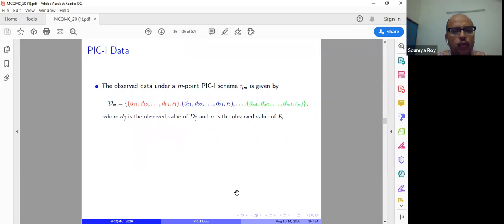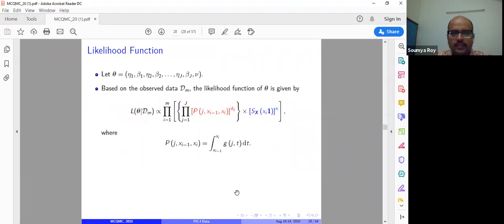So we have a data set for an m-point PIC1 scheme, which I have denoted by D_m. If you look at the first set of points in the data set, highlighted in red, D11 denotes the number of systems that have failed due to cause 1 within the interval 0 to x1. Similarly, D12 up to D1J, and R1 is the number of units removed from the experiment at x1.